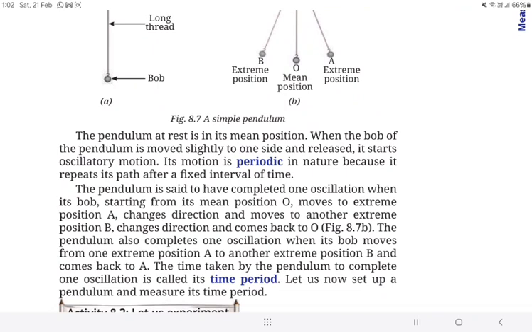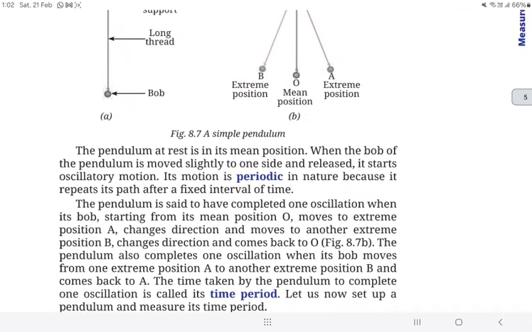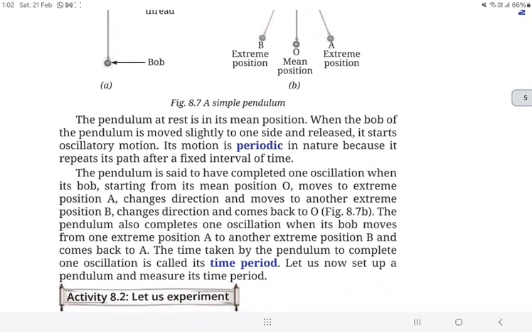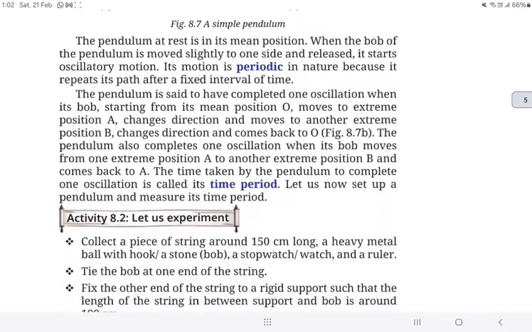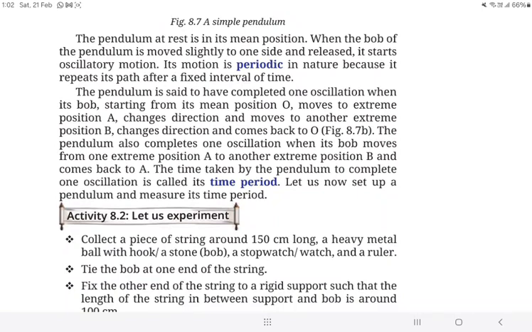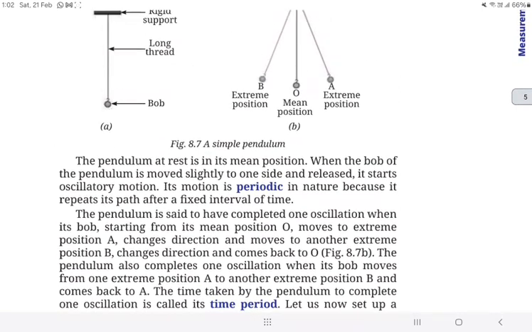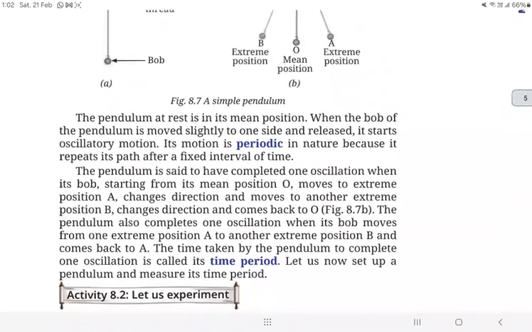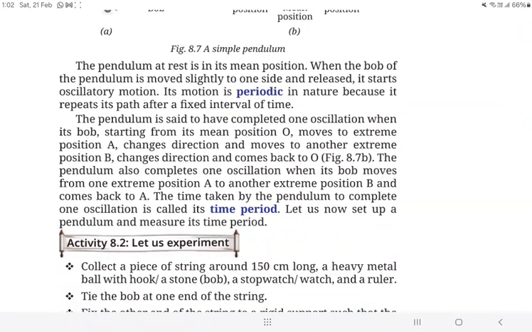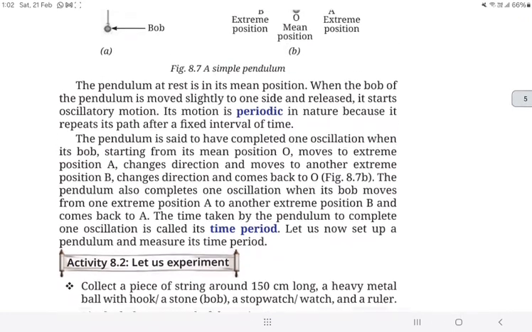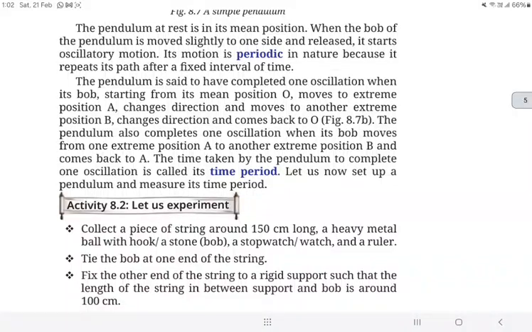It is the number of oscillations that it is covering. So this motion is called oscillatory or periodic in nature. Why is it called periodic? Because it repeats its path after a certain fixed interval of time. So O is the mean position, and when it goes left and right, A and B are called the extreme positions. From one extreme position to the other extreme position, and then it comes back to the extreme position A. So what is time period?